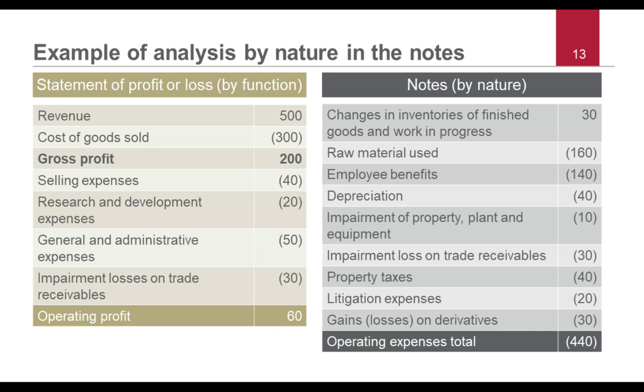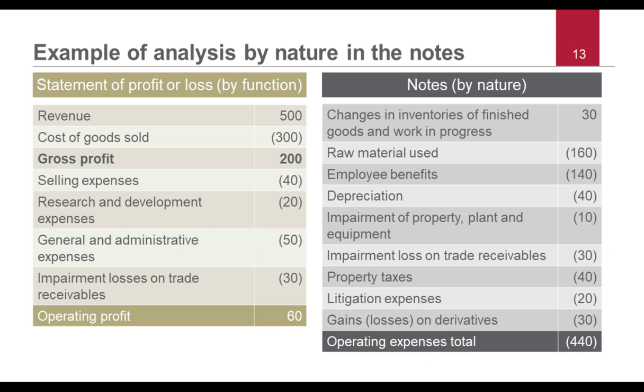So that is why the board proposes that if an entity presents its operating expenses in the statement of profit or loss using a by function analysis, it must provide a by nature analysis of the total operating expenses in the notes. This slide shows one possible illustration of such a case, and we can see that on the right-hand side, the notes by nature.